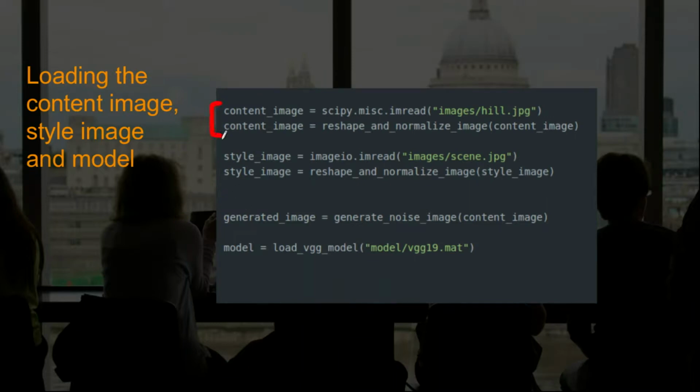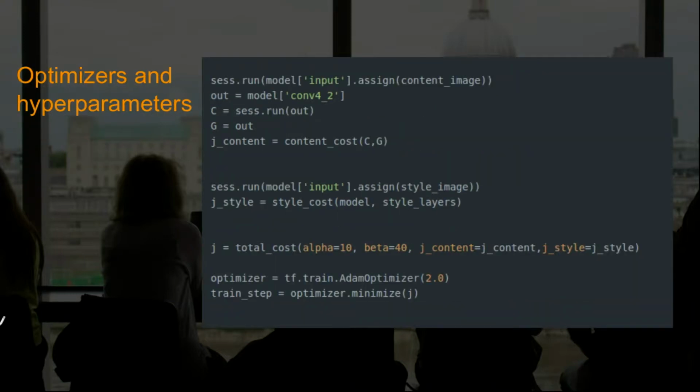So we are going to run the content image through the VGG19 model and compute the content cost. We are going to run the style image through the VGG19 model and compute the style cost. And then we are going to compute the total cost, and then we are going to define the optimizer and the learning rate. We are going to initialize a TensorFlow graph and run it for a large number of iterations, updating the generated image at every step. So let's go through individual steps in detail.